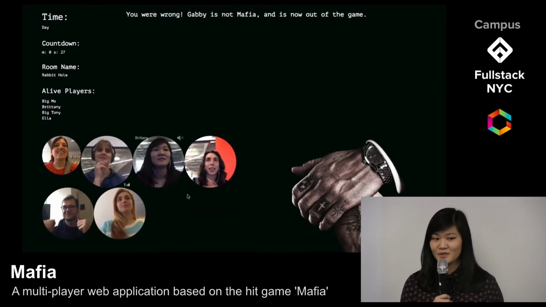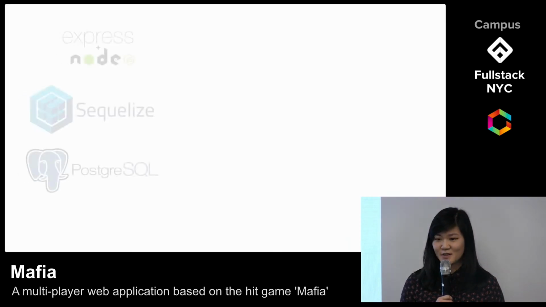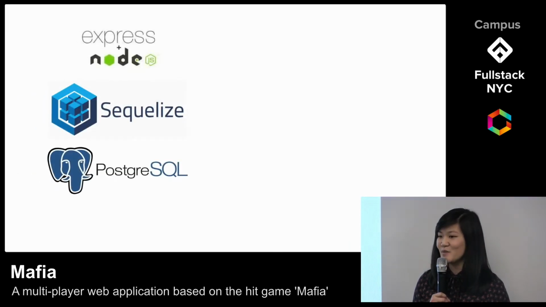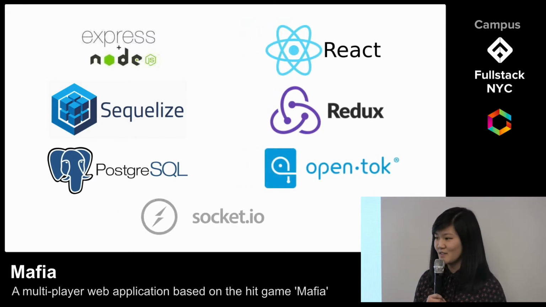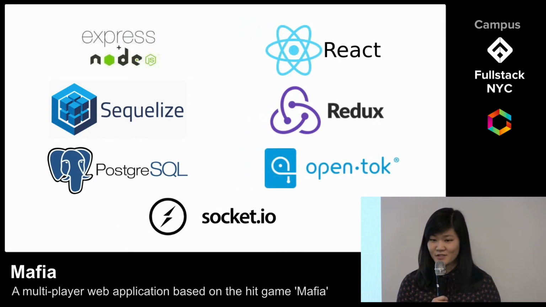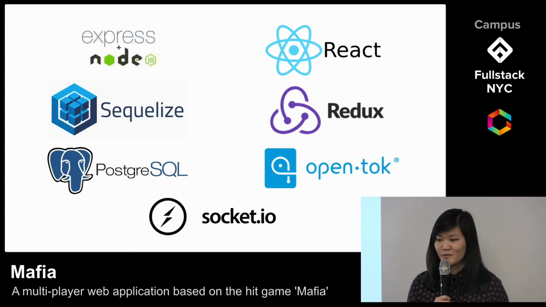For our stack, we used Node.js, Sequelize, PostgreSQL for the backend, React-Redux, Opentok for the front end, and Socket.io to communicate between the two. Because of the nature of the game Mafia, we couldn't keep all of our information on our front end, so we decided to keep all that game logic and classified data on the back end.